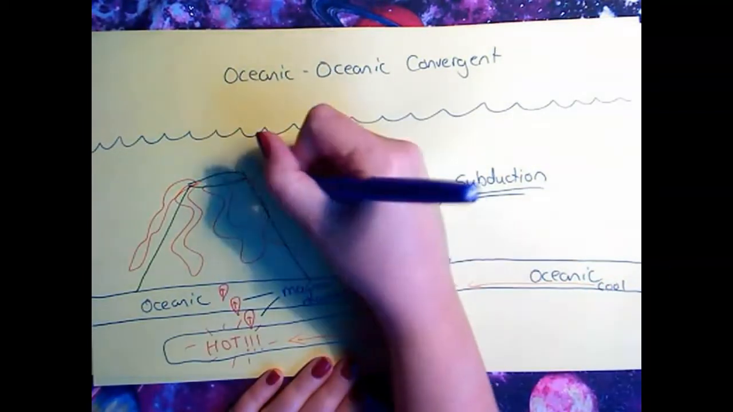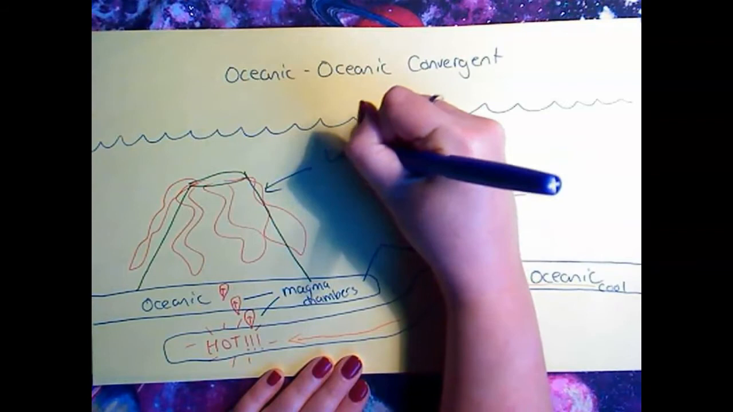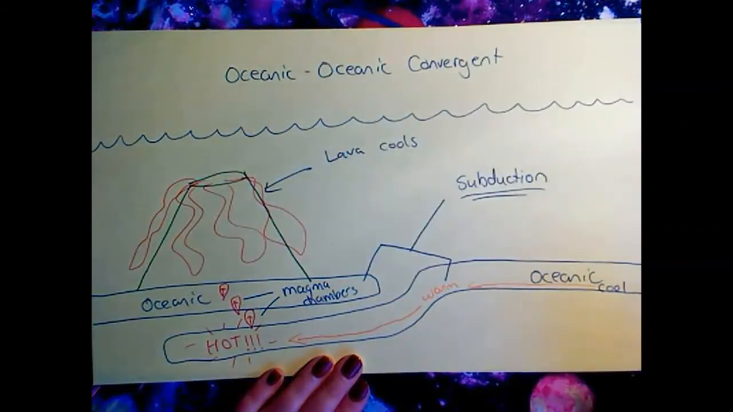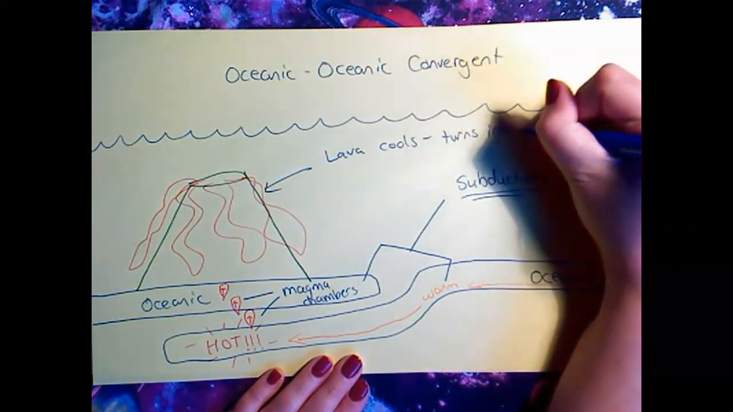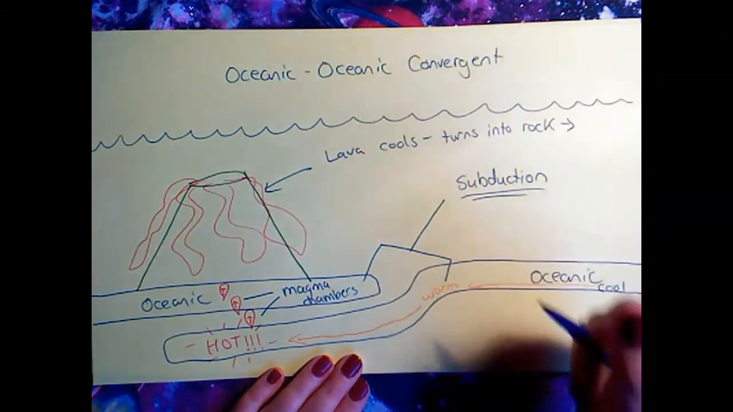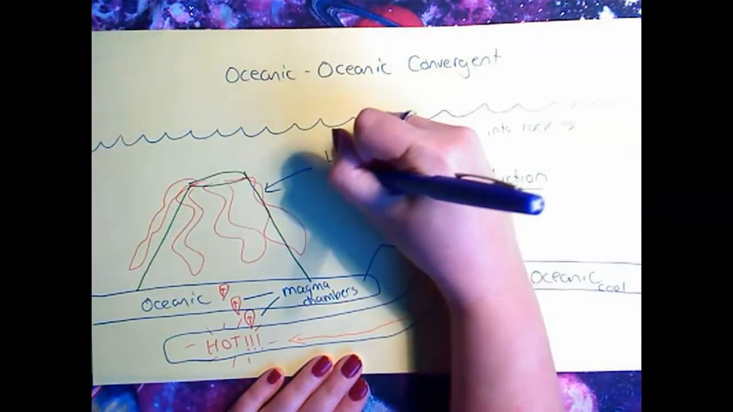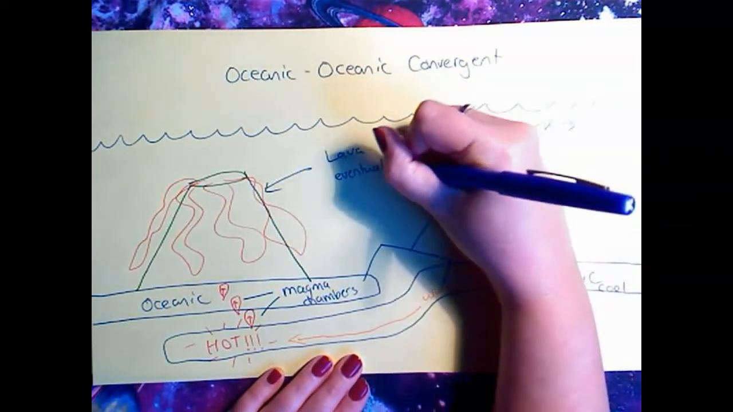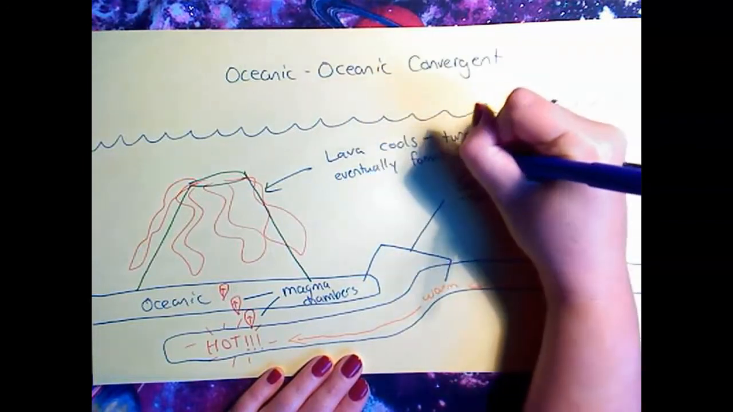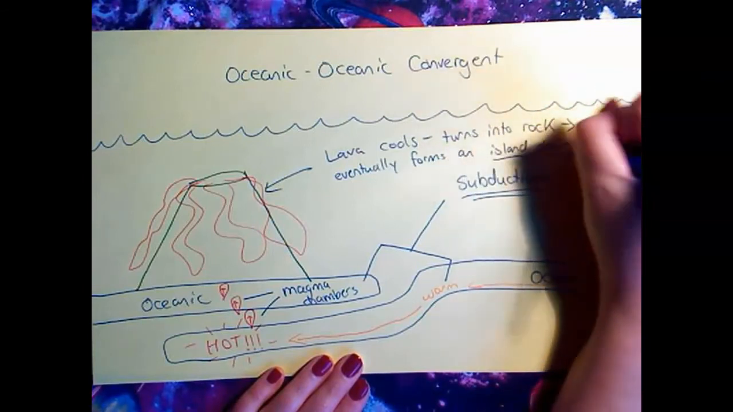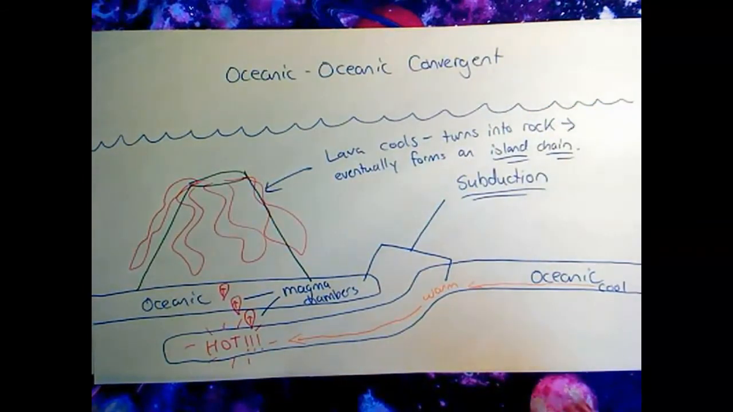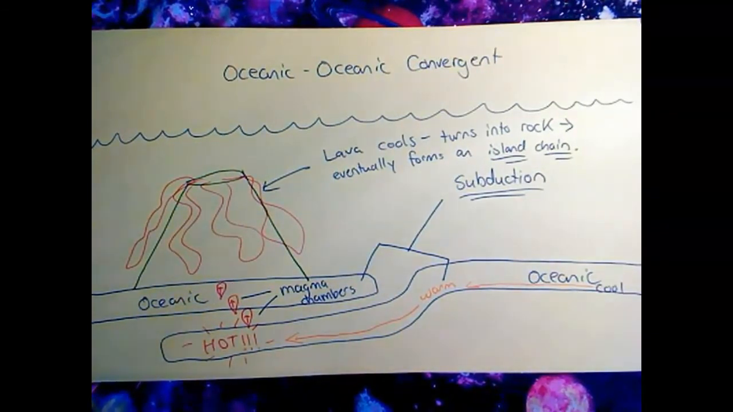Okay, so as this lava cools, it's going to turn into rock. And then it will eventually form an island chain. So these island chains that we see that just pop up in the middle of the ocean in different places, they didn't just randomly pop up there.